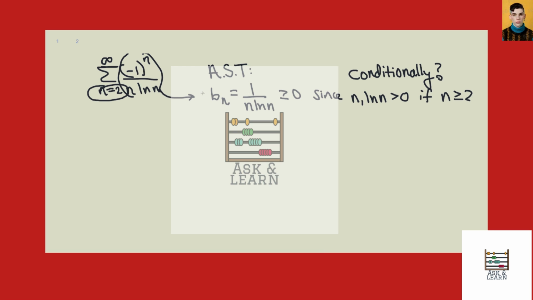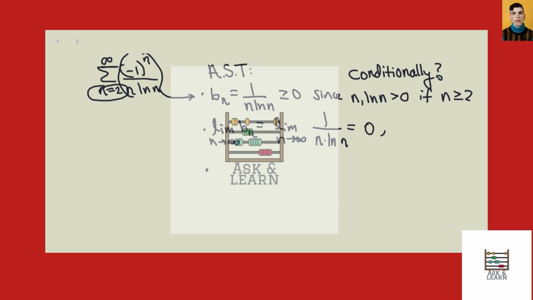So that's one condition of the alternating series test. The next one, you need the limit of the Bn to be 0. In our case, both of the factors in the denominator go to infinity as we take the limit, so the fraction becomes 1 over infinity, which is 0.